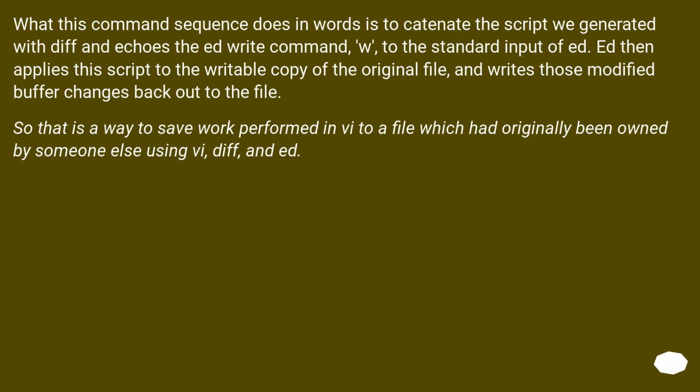What this command sequence does in words is to concatenate the script we generated with diff and echo the ed write command, w, to the standard input of ed. Ed then applies this script to the writable copy of the original file, and writes those modified buffer changes back out to the file. So that is a way to save work performed in Vi to a file which had originally been owned by someone else, using Vi, diff, and ed.